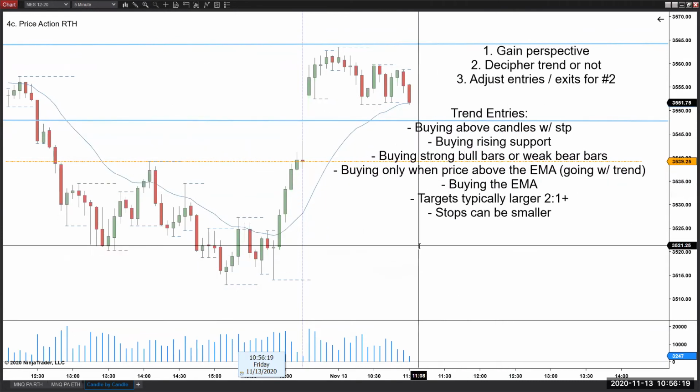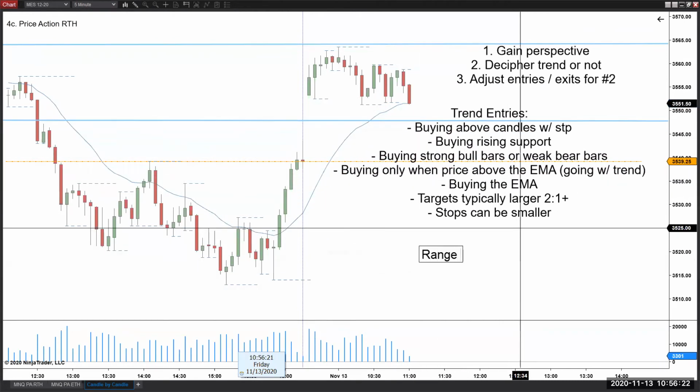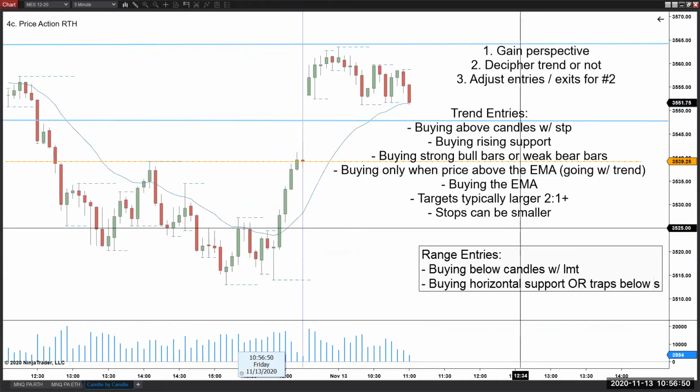Now, the other side of it is range entries. Range entries, totally different, right? Buying below candles with limit orders. I want to be buying pullbacks. I want to be buying dips. I want to be buying below swings. I want to be buying traps. I've got to be buying low. What's another thing? Buying horizontal support or traps below swings. Equally as important.